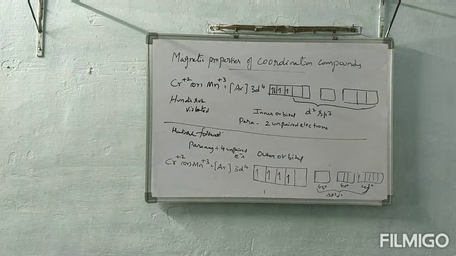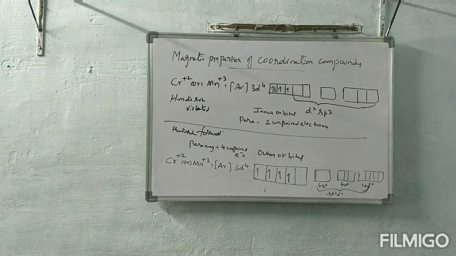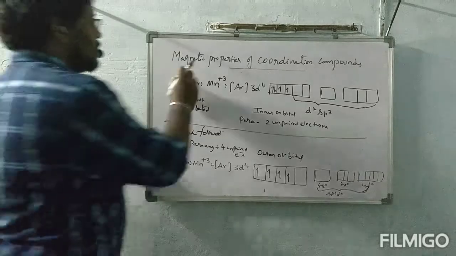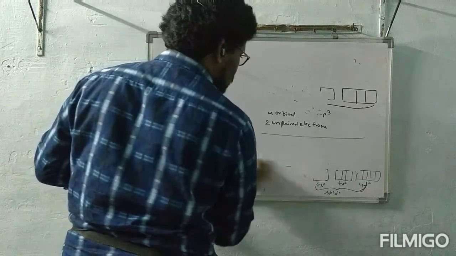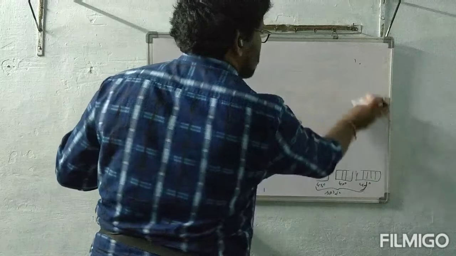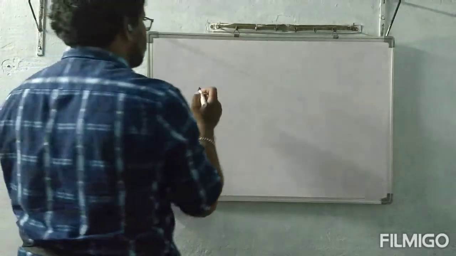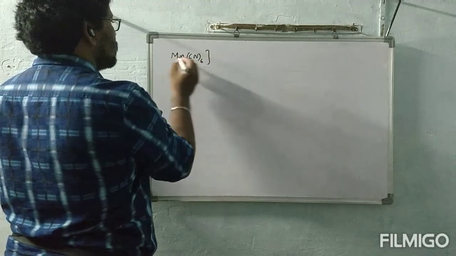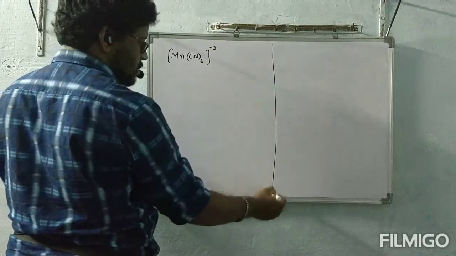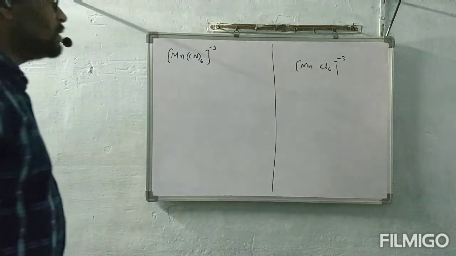Now let us take some examples, and by that you will be clearer about the magnetic properties of coordination compounds. Let us see the examples of these magnetic properties. First, [Mn(CN)6]3-, and [MnCl6]3-. These two complexes, let us see.